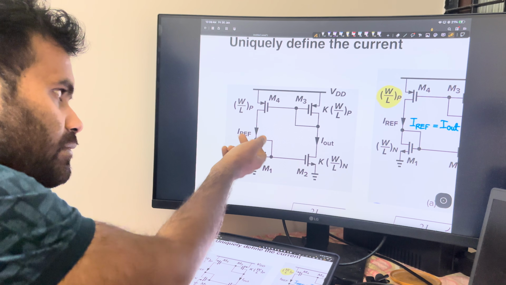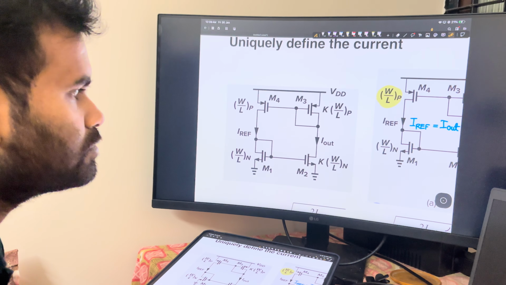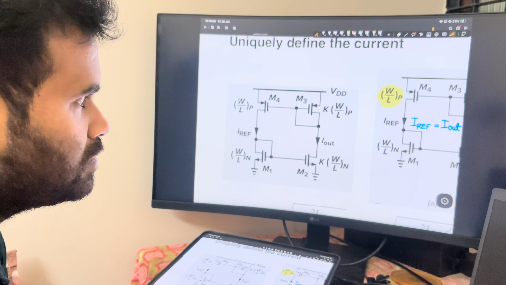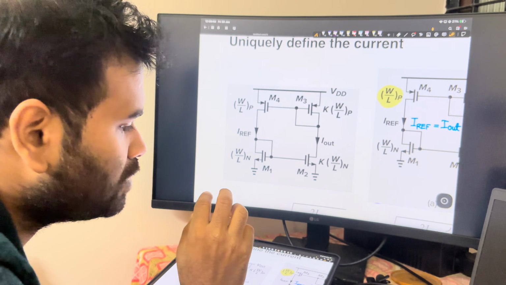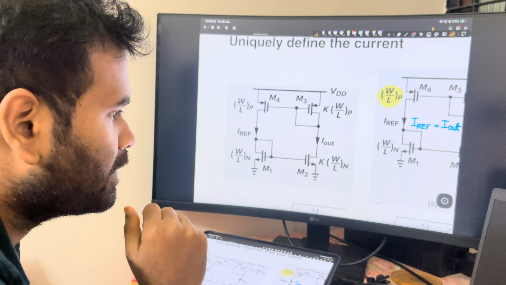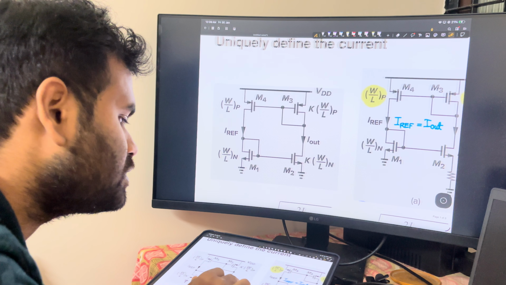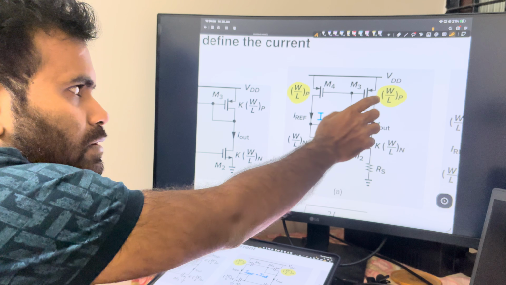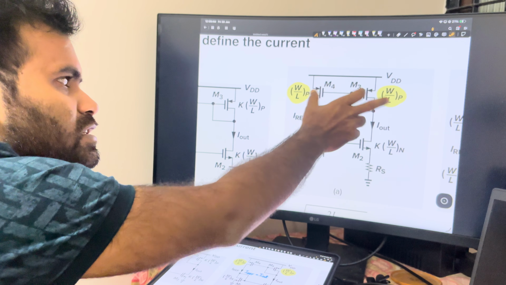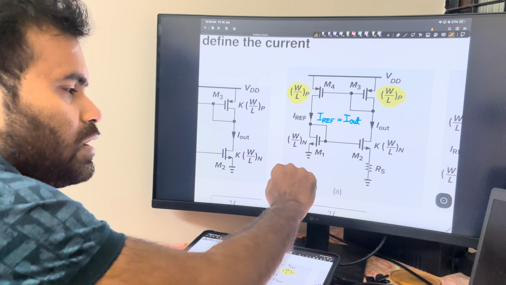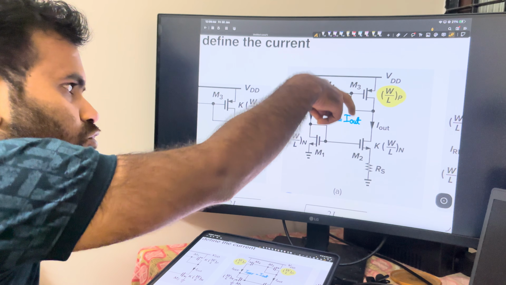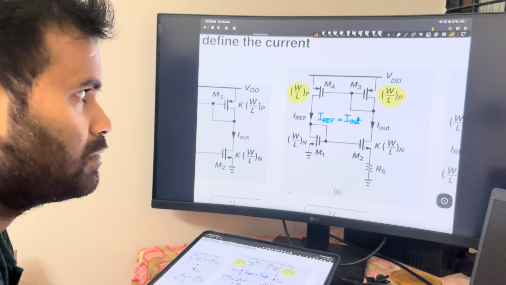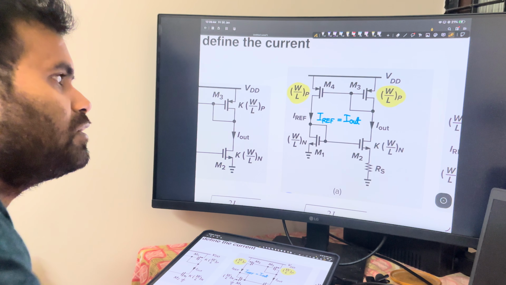If IDF equals 20, then you will get 200 micro of current. So for any current, this equation is satisfied. But we want to uniquely define this current. So how are we doing that? First, instead of K, we are assuming both the dimensions are the same for M3 and M4, and it means these two currents are equal. IDF equals I out, but we want a particular value of I out.